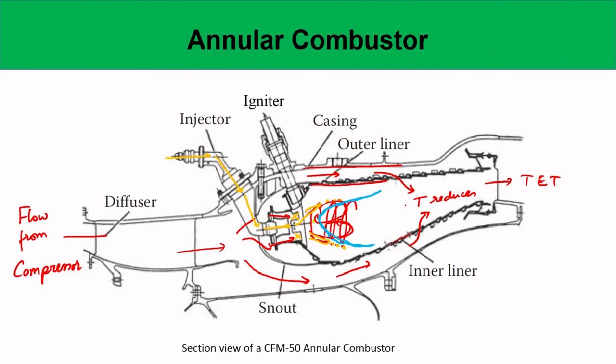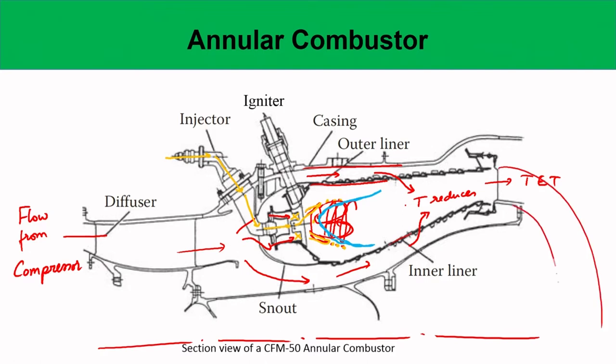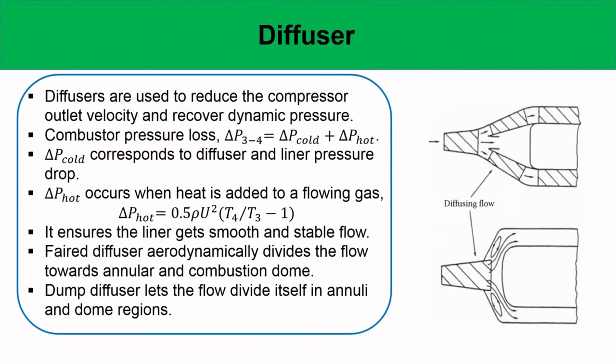Of course, you have to see that the axis of symmetry will be somewhere here. So it's essentially a full circumference, it is like this. Okay, so that is what one needs to understand. It is just a small cut section of this annular combustor that we are showing here. We'll talk a little bit about this in the coming slides.